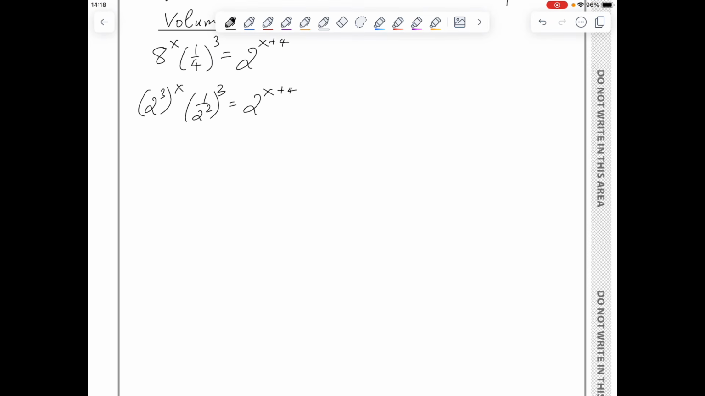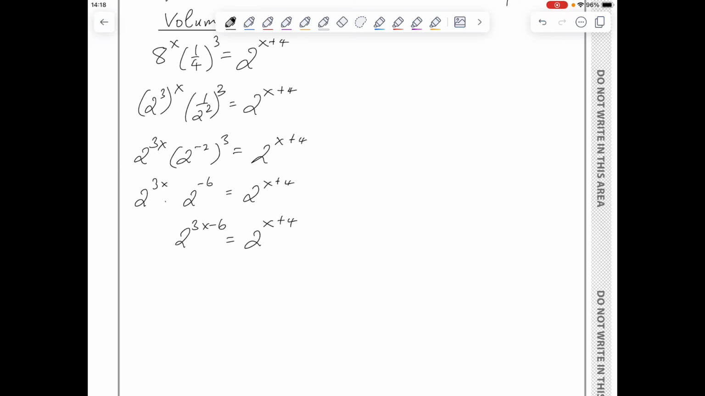Let's simplify. 2 to the power of 3x times 2 to the minus 2 to the power of 3 is 2 to the x plus 4. So 2 to the 3x times 2 to the minus 6 is 2 to the x plus 4. So using now the addition rule, 2 to the 3x minus 6 equals 2 to the x plus 4. So I've reached a situation where I have one power to the left, one power to the right, so I can equate the powers. 3x minus 6 is equal to x plus 4. Solving for x will give me x equals 5.